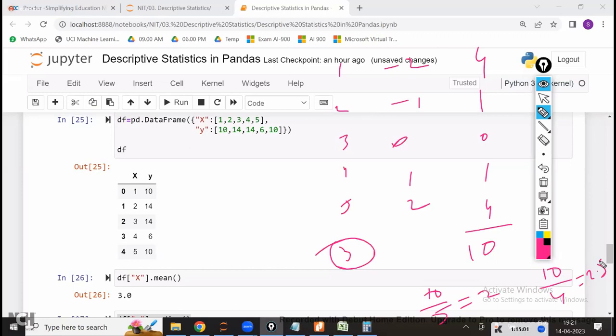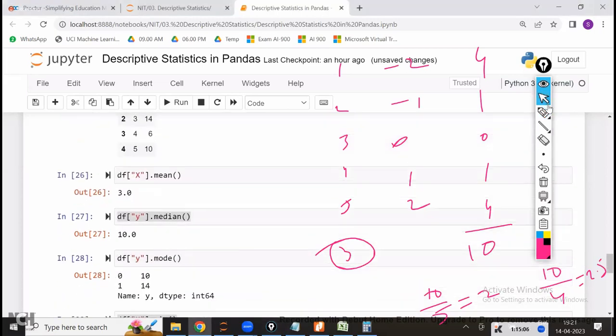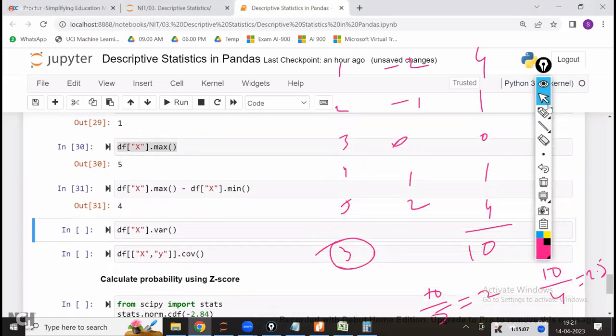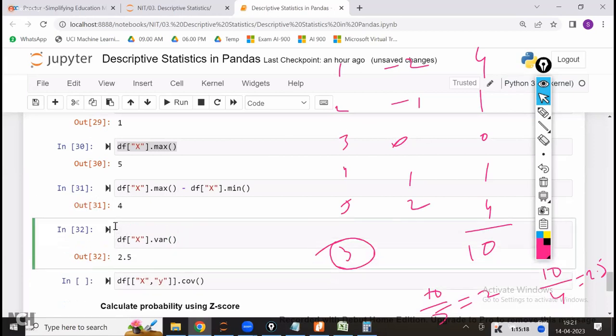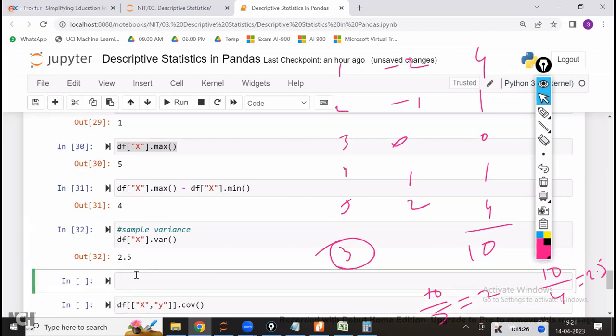Why are you taking this much time? Right? Now the same thing I'm doing here. See, df of x dot variance. That variance means I'm going to get 2.5. By default, it is going to select the sample. By default, it is going to give the sample variance. Now, sir, I don't want the sample variance. I want the population variance. Whatever the population variance is, that I want.